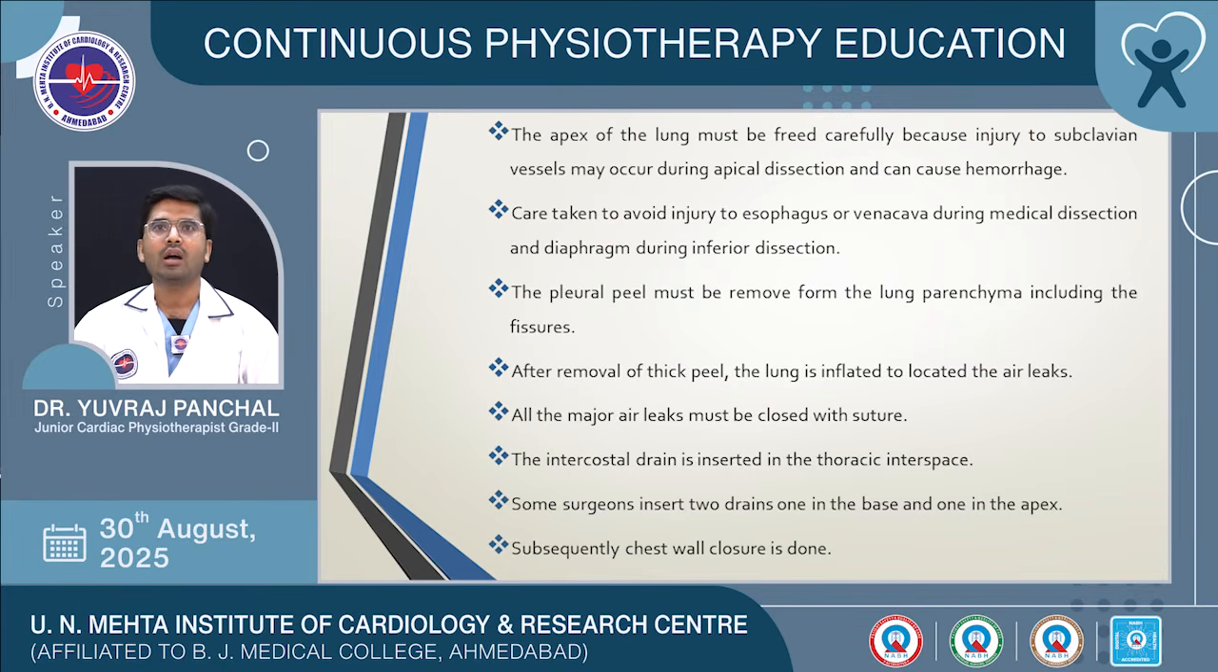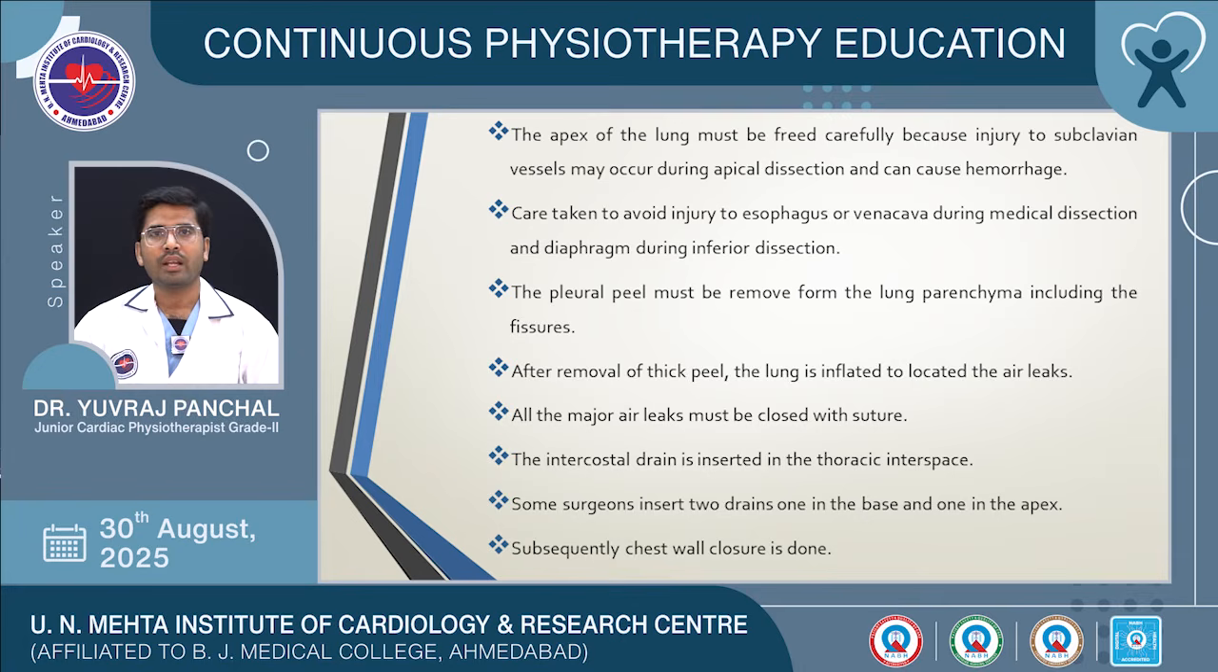The apex of the lung must be freed carefully because injury to the subclavian vessel may occur during apical dissection and can cause hemorrhage. Care is taken to avoid injury to the esophagus or vena cava during medial dissection and the diaphragm during inferior dissection. The pleural peel must be removed from the lung parenchyma including the fissures. After removal of the thick peel, the lung is inflated to locate the air leaks. All the major air leaks must be closed with suture.